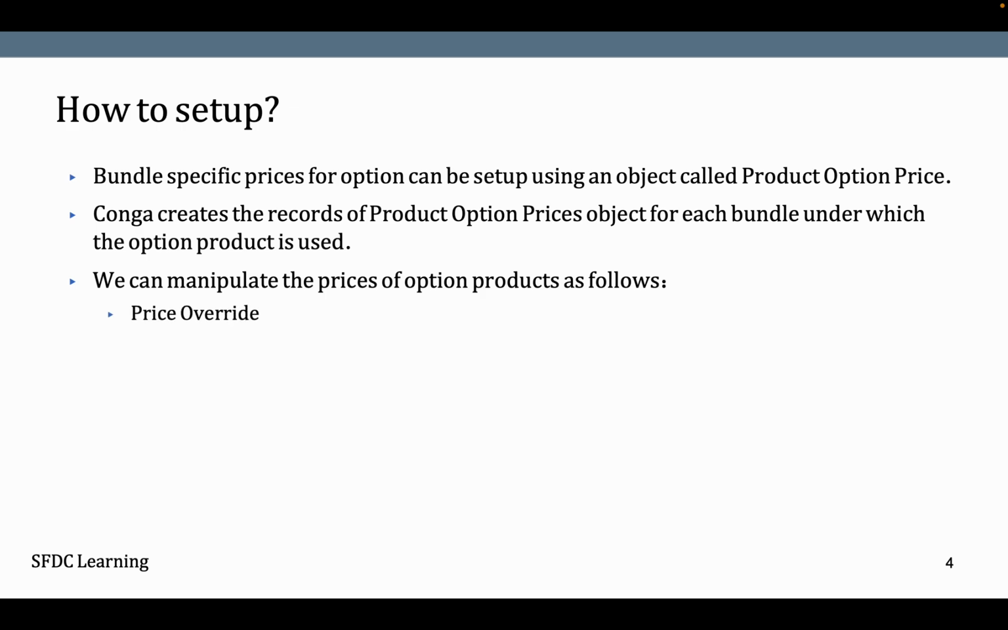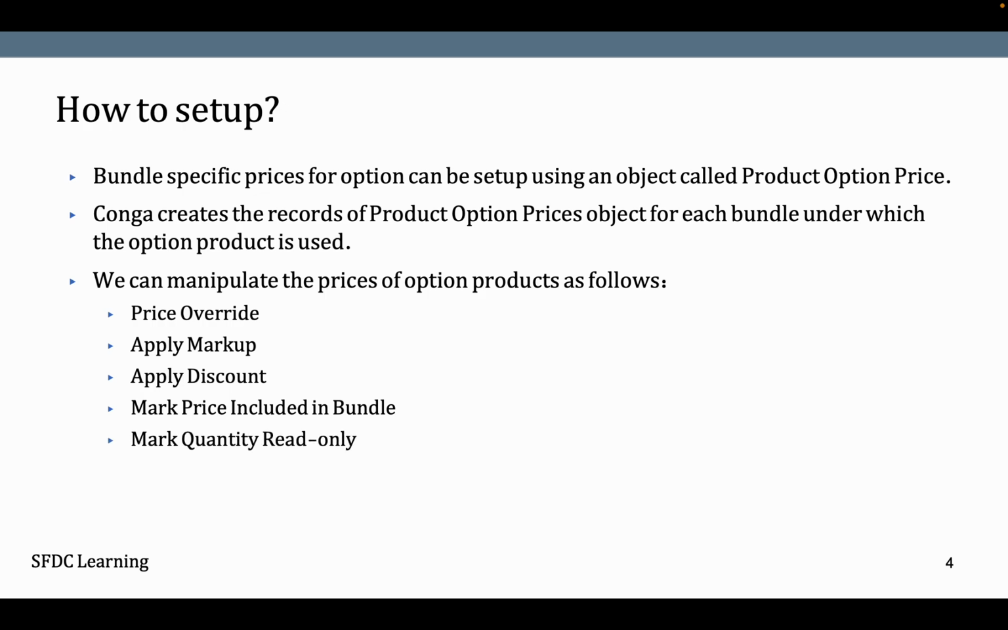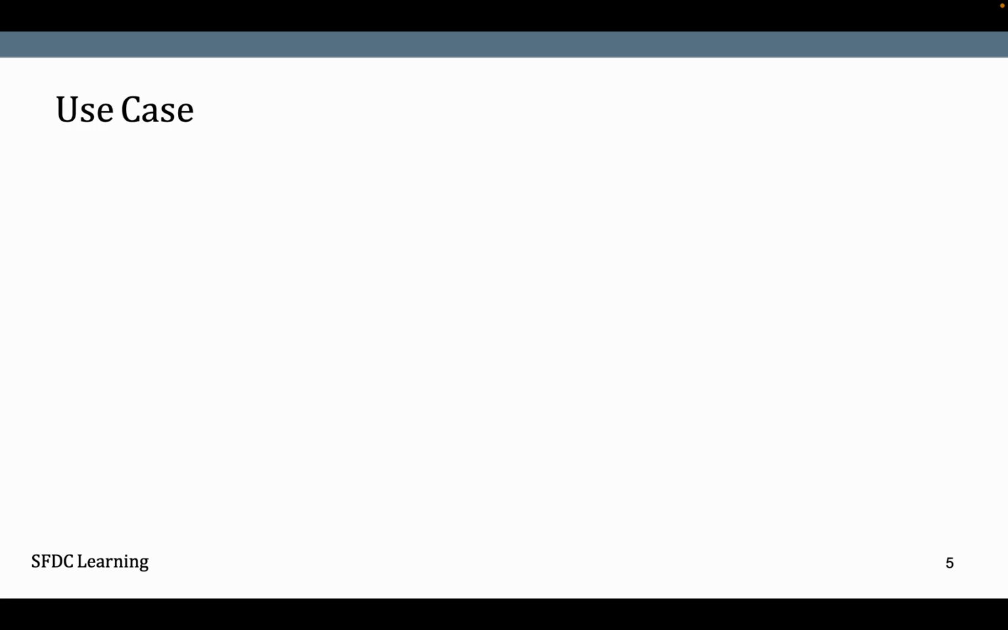Whatever price the option is having right now, we can override that price. We can apply a markup on that price. We can apply a discount on the option price. We can mark the price of that option to be included in the bundle. We can mark the quantity of a particular option as read only, and we can mark the selling term of that particular option product as read only. Now let's see the use case around it.